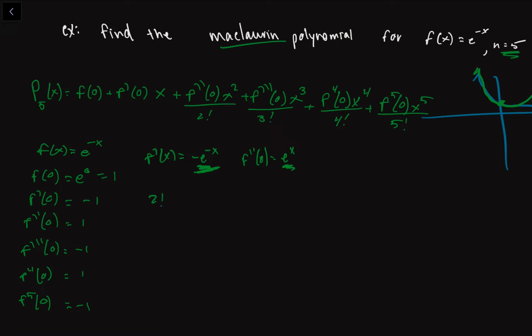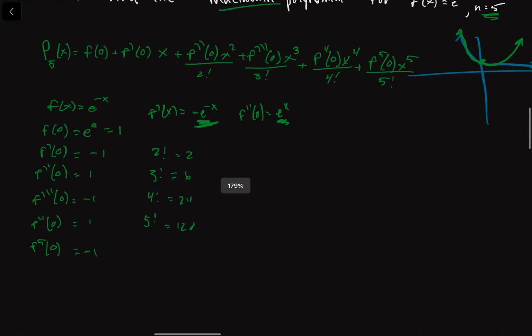Also, what is 2 factorial, 3 factorial, 4 factorial, 5 factorial? That's 2, 6, 24, and 120, right? Because you multiply by 3 to get there, by 4 to get there, and by 5 to get there. So now that we have everything, we can just put it into our polynomial, right?